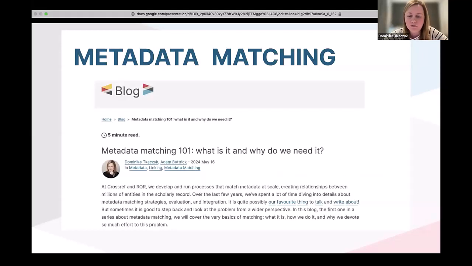If you are interested in learning more about metadata matching, which is, by the way, my all-time favorite topic, make sure to check our blog. Along with Adam Buttrick from ROR, we just launched a new blog series on metadata matching. It started with an introductory post, and we will follow with a deep dive into the product features of matching, how we can develop matching strategies, evaluation data sets, and procedures. And we will end by talking about some aspects beyond correctness that are just as important, such as matching speed, resources needed for matching, transparency, and long-term maintenance.